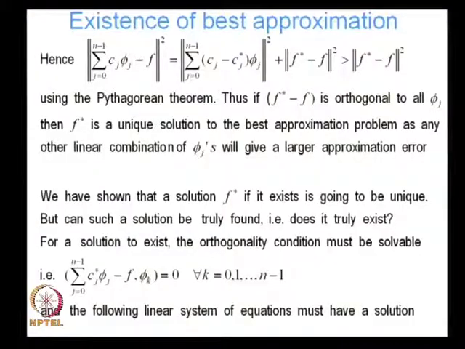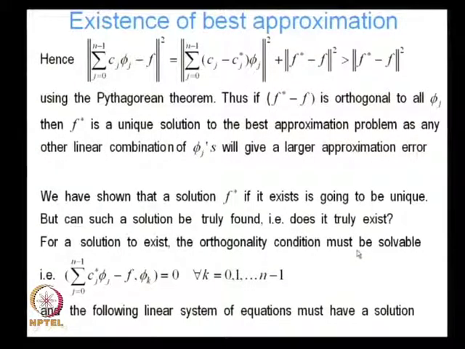But can such a solution be truly found? That is, does it truly exist? In mathematics, we always concern ourselves with existence and uniqueness. Something can be proved to be unique, but just because it is unique does not mean that it exists. So, you have to prove uniqueness as well as existence, but we just do it very simply. So, for a solution to exist, the orthogonality condition must be solvable.